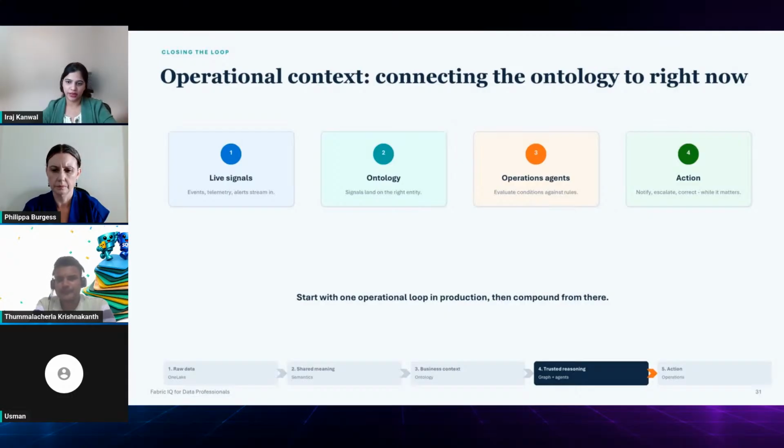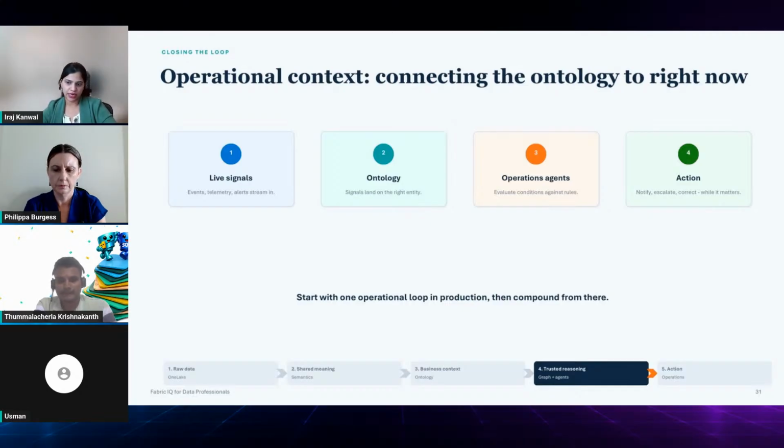In many organizations, analytics looks a bit backward: what happened yesterday, last week, or last quarter. Operational agents need the current state, which means what is happening right now, what threshold was crossed, what rules apply, and what action is appropriate. So the live signal may come from telemetry, events, alerts, application logs, security signals, or any IoT sensors.